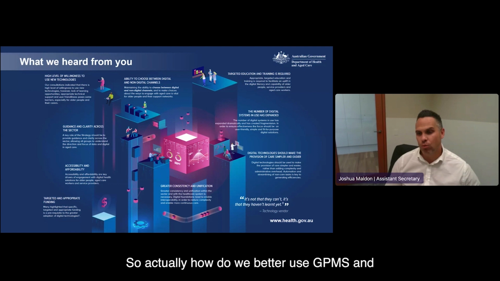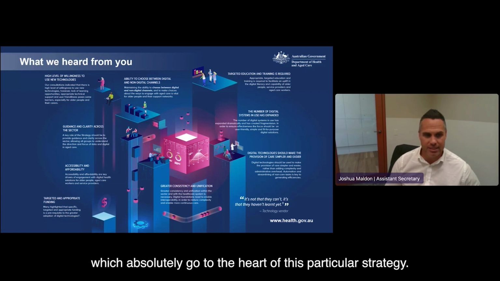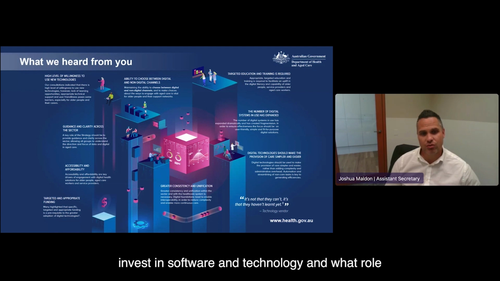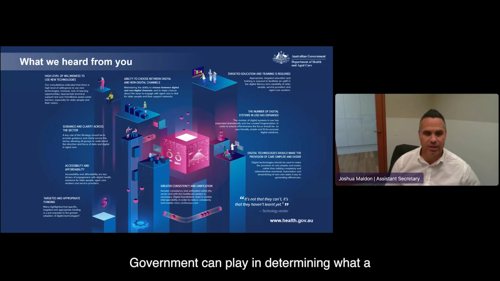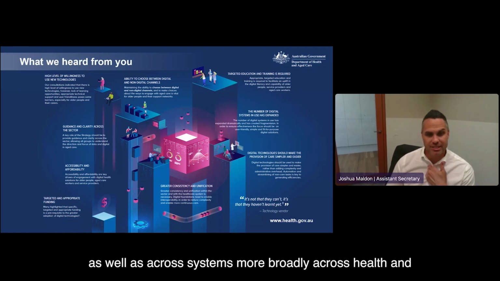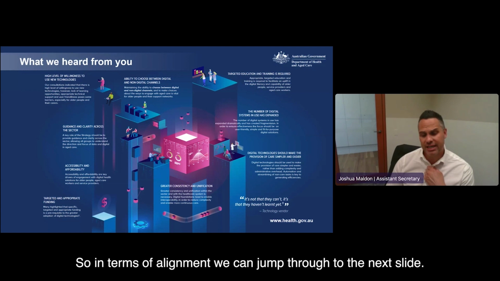So actually, how do we better use GPMS and opportunities through B2Gs, those sorts of things? We absolutely go to the heart of this particular strategy. We've heard about low industry confidence to invest in software and technology and what role government can play in determining what a conformance system looks like. And again, connectivity and interoperability within services, between service systems, with government, as well as across systems more broadly across health and aged care and social care services. So in terms of alignment, we can jump through to the next slide.